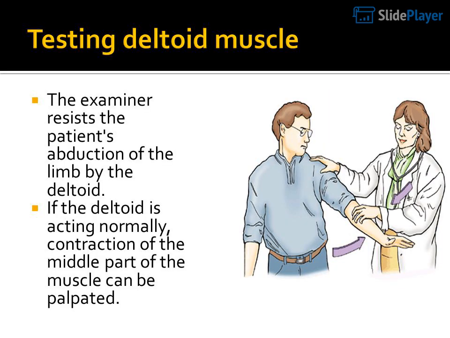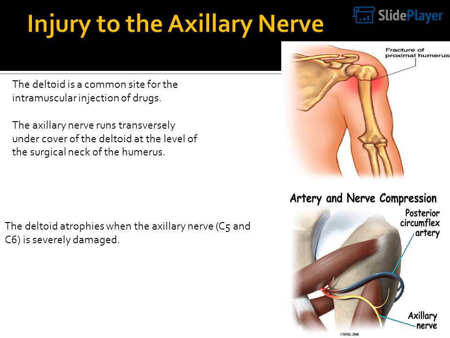Testing deltoid muscle. The examiner resists the patient's abduction of the limb by the deltoid. If the deltoid is acting normally, contraction of the middle part of the muscle can be palpated. Injury to the axillary nerve. The deltoid is a common site for the intramuscular injection of drugs.